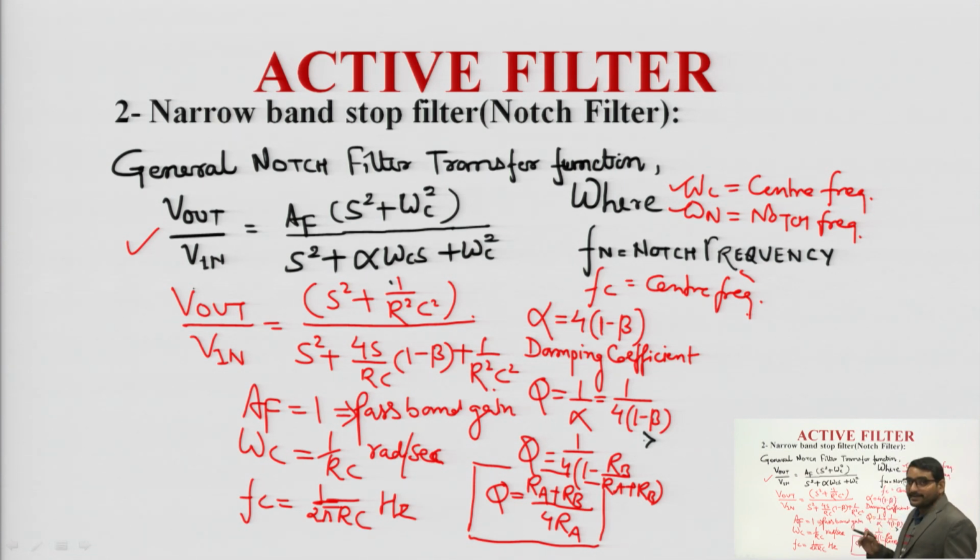Here beta is the feedback ratio. Initially we defined the beta feedback ratio, that is Rb upon Ra plus Rb. So, if you put the value of beta in this expression 4 (1 minus Rb upon Ra plus Rb), we get Q equal to Ra plus Rb upon 4 Ra. So, if you modify the value of Ra and Rb, then we modify the quality factor of notch filter. We can easily achieve the value of quality factor we want when we adjust the value of Ra and Rb. Okay.